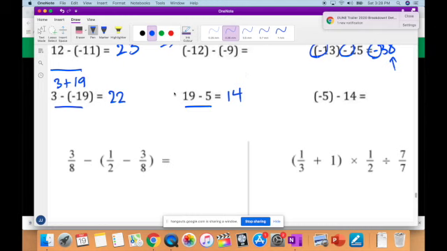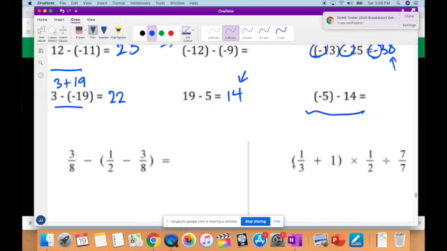Now, you could tell, this is a normal subtraction. 19 minus 5 is 14. Everybody knows that, right? But you could still see the rules applying. When you have different signs, so this is a negative 5, this is a plus 19, you find the difference and you keep the sign of the larger number.